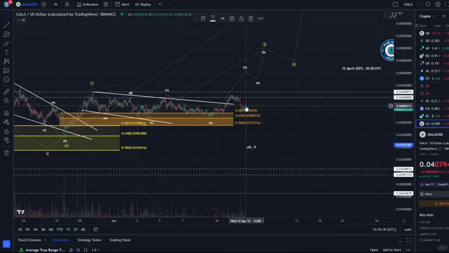Gala just doesn't seem to be able to break out of the range, right? Just not able to for now.